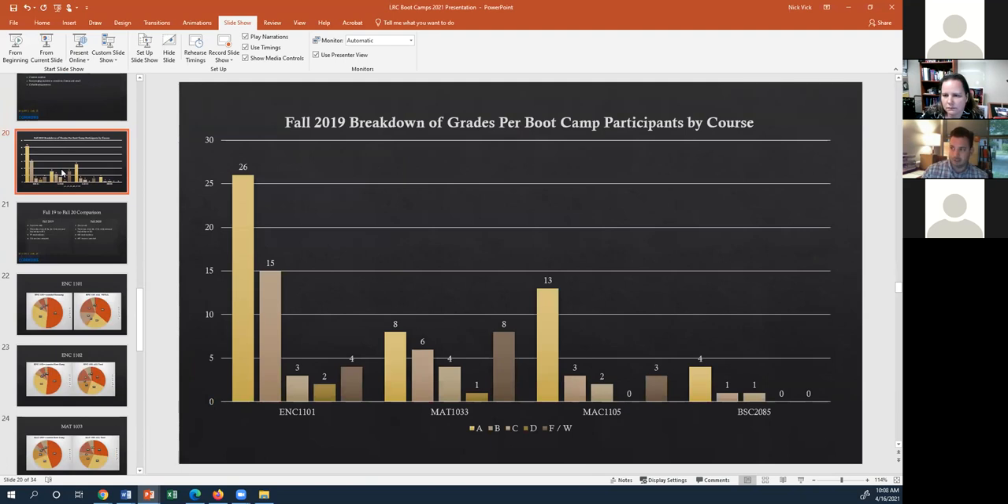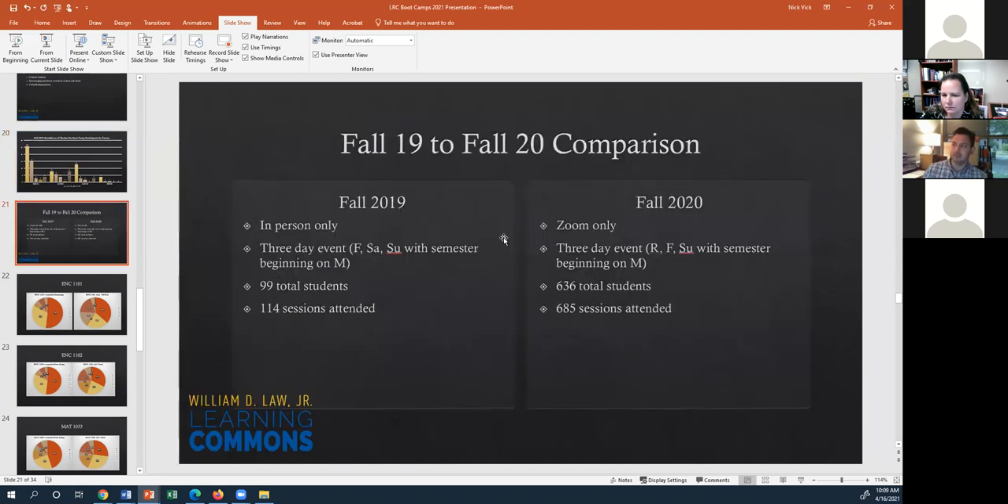Fall 2019 breakdown of grades. You can see here that in terms of percentages, there are much higher A's and B's and overall success rates for students who did attend the boot camp sessions. I'm gonna do a more thorough comparison here by subject in a second. But what I wanted to mention is our overall numbers.